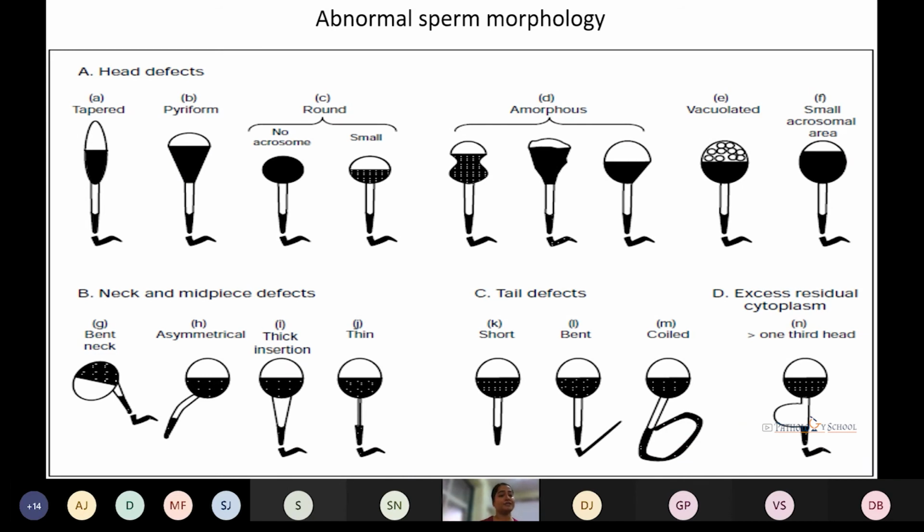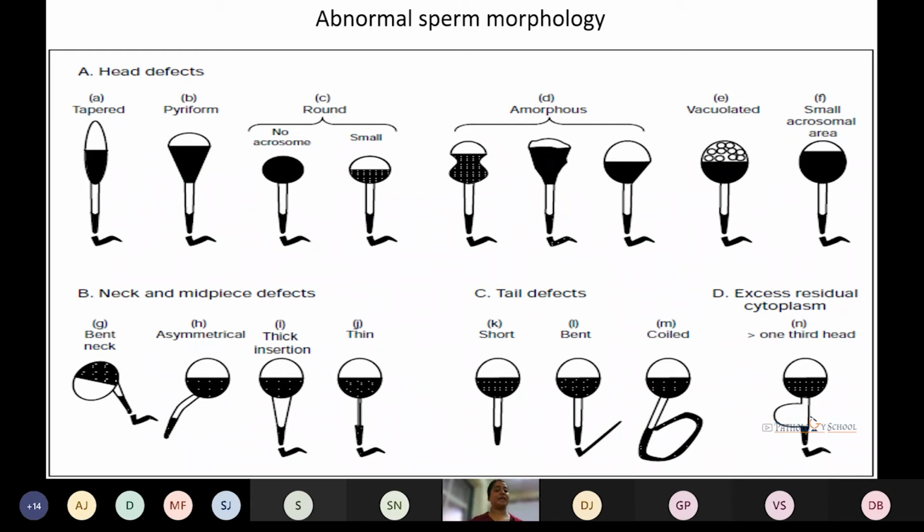Here you can see some pictures of the abnormal sperm morphology. Let's start one by one. Number one is the head defects. In the first picture, you can see that it's tapered. Then we have the pyriform. Then we have round with acrosome, without acrosome, and then we have a small acrosome. And then we have amorphous forms. Then we have vacuolations, and then there is a small acrosomal area.